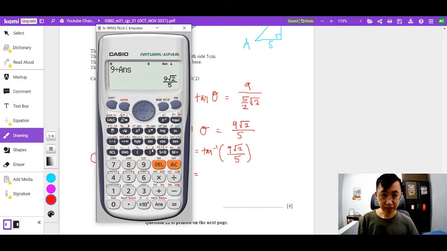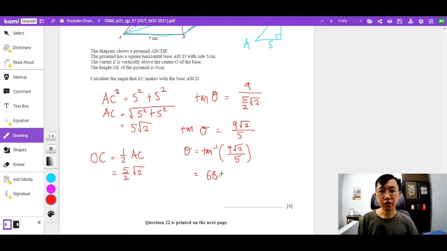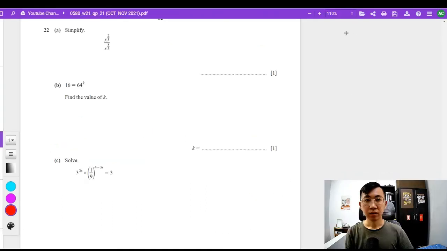Shift tangent, answer. This button is very useful. Learn how to use this button, alright? So press equal. 68.55 degree. Let me find out the answer. 68.55 is indeed correct. So that is the final answer. 68.55. There you go. That's question 21.